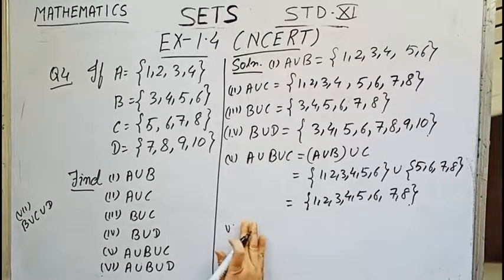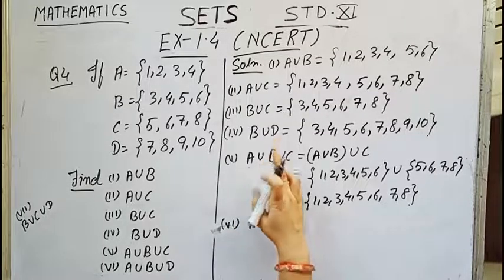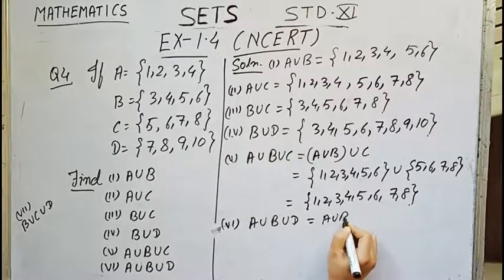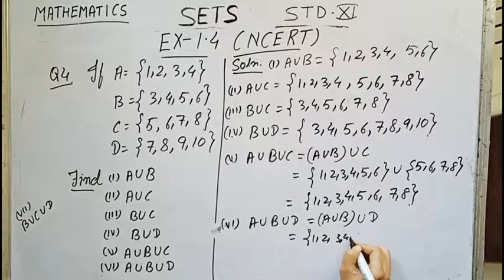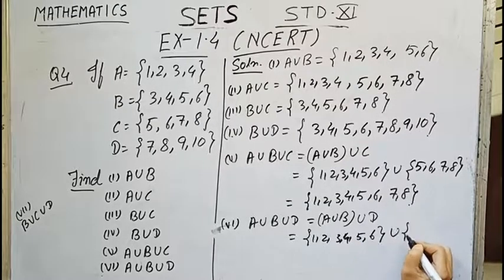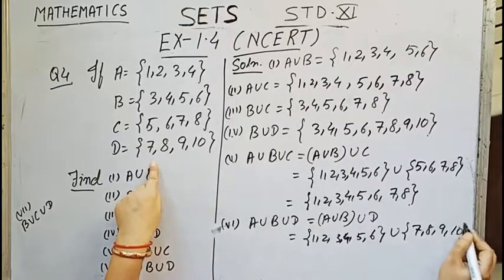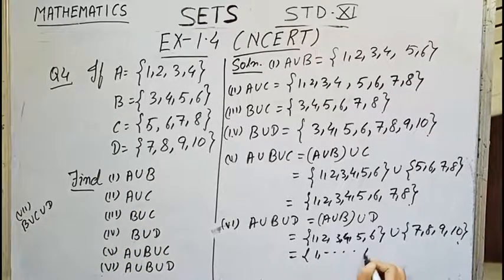Number 6. A union B union D. We have calculated A union B, we have calculated B union D also. So you operate in whichever manner. I am doing A union B union D. Now A union B equals 1, 2, 3, 4, 5 and 6. Union of D. D is 7, 8, 9 and 10. So this will be equal to 1 to 10.